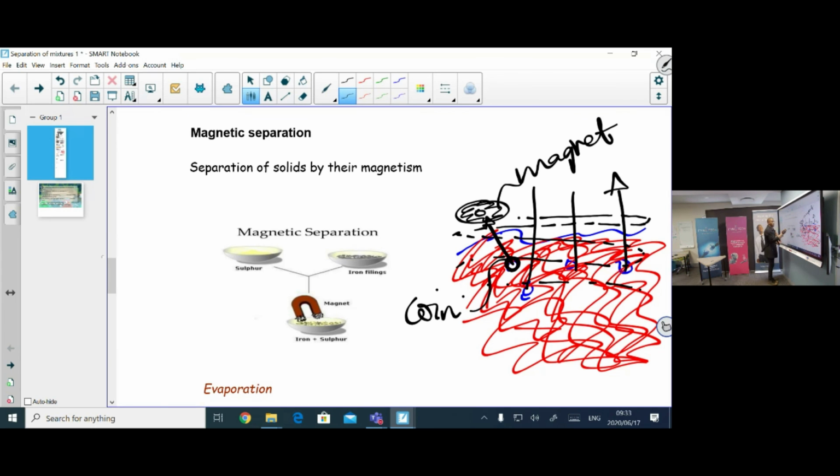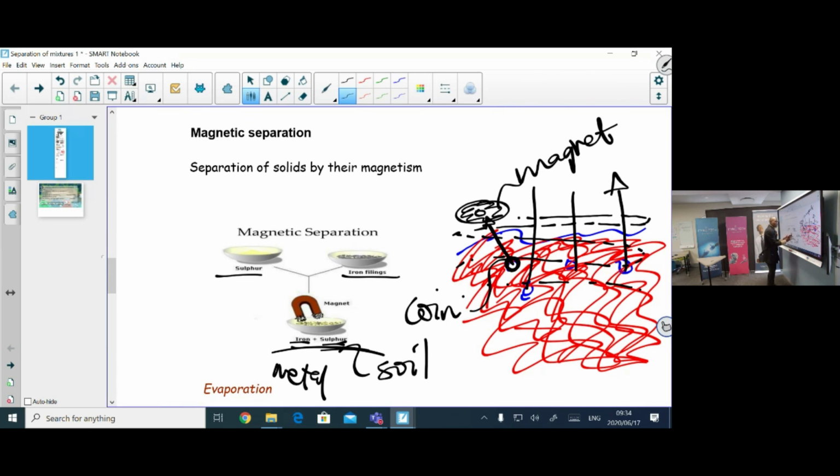And here's a good example where you have sulfur and iron filings. Iron filings are just small spheres of iron or of metal. And once these are mixed together, here they are mixed together. How do you separate the iron from the sulfur? Sulfur you can think of as just soil, whilst you have iron as metal.